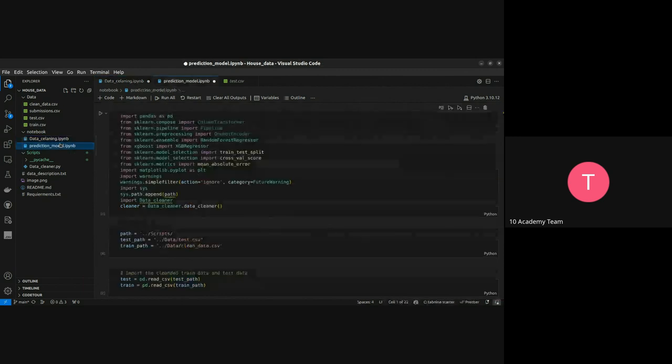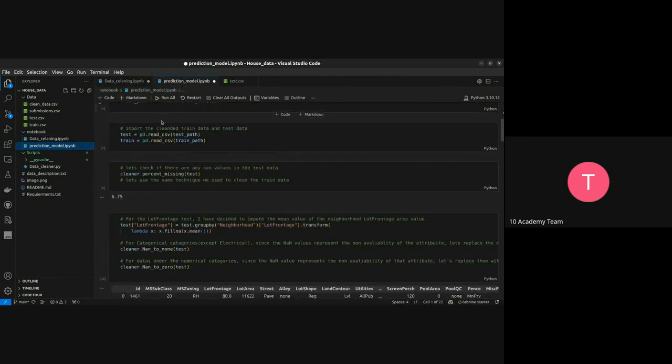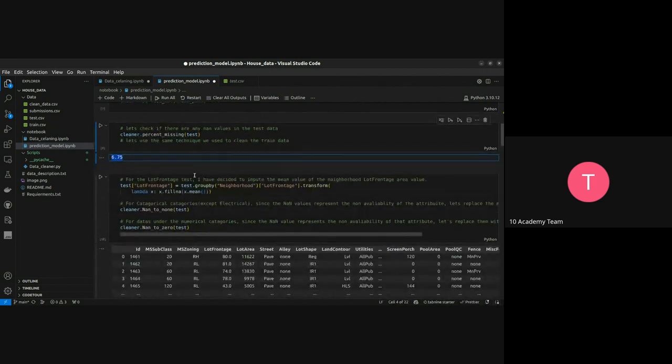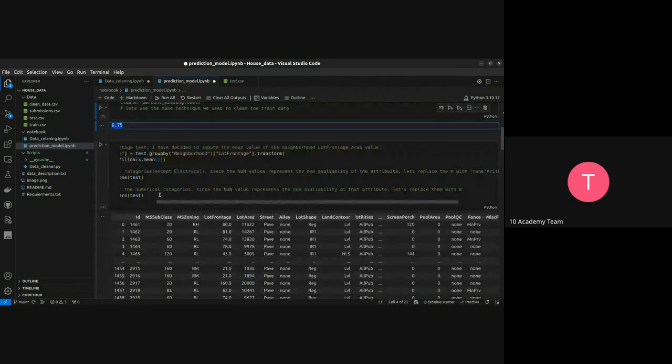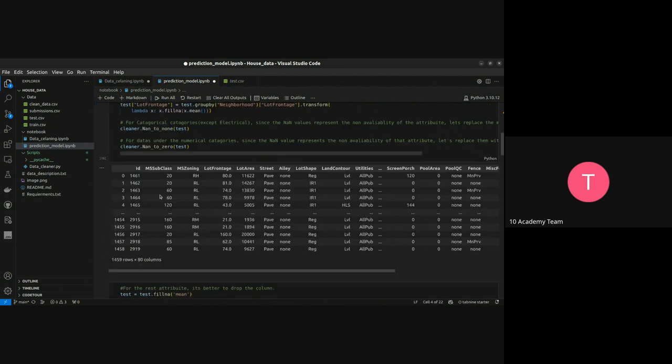So moving on to the prediction. The training and test data are loaded. I did the same cleaning process for the test data set, using the same principles as applied for the train. This is important because if you apply a different methodology for the test and the train, your values may be biased.